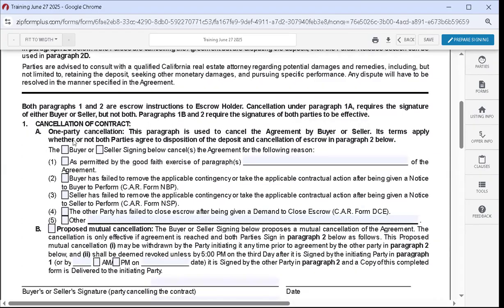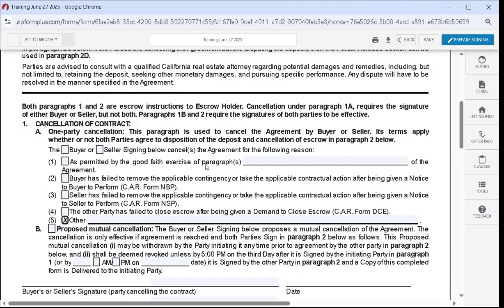So it could be either the buyer or seller, a one-party cancellation. Who's canceling this? Or is it mutual? If it's proposed mutual, or is the buyer canceling it? Usually I just see the buyer. Now here's where you need to pay attention. As permitted by good faith exercise of paragraph, if it was the inspection, 8C, you don't need to say anymore. You don't put something weird here. Just, which paragraph are you canceling under?